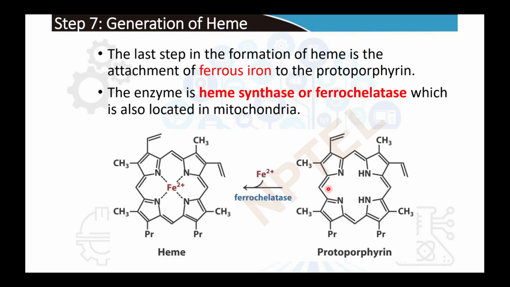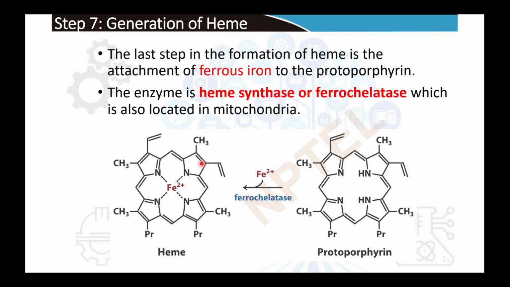Now in this, an iron molecule needs to be introduced for the conjugation with these nitrogens, and that iron containing protoporphyrin is called heme. So the enzyme required for this synthesis is called heme synthase, since heme is being synthesized, or it is also known as ferrochelatase, and this enzyme is located in mitochondria. Remember, the location of each enzyme is very important.